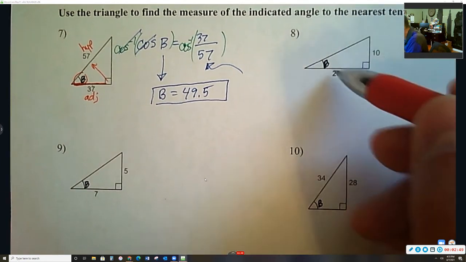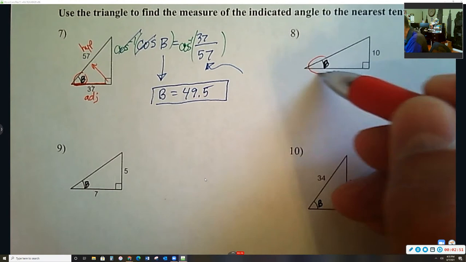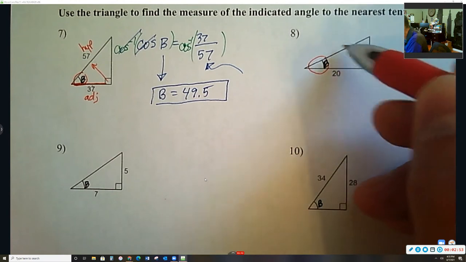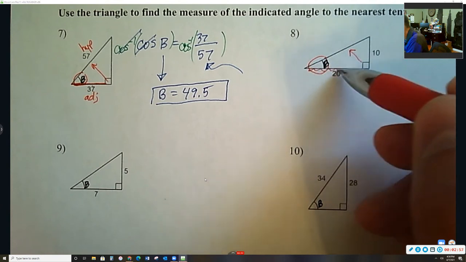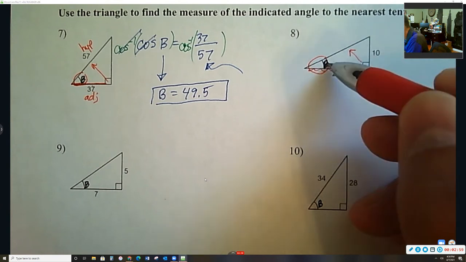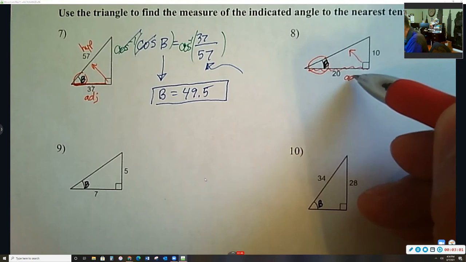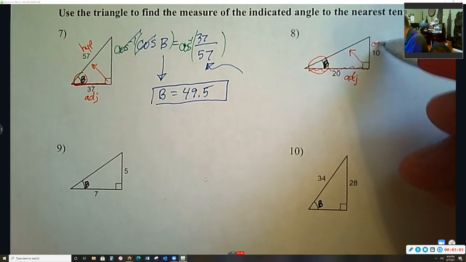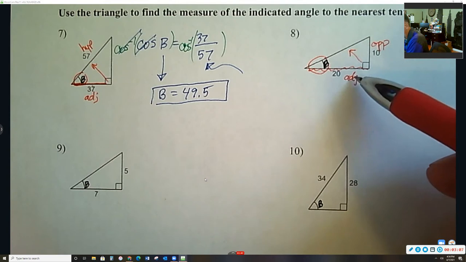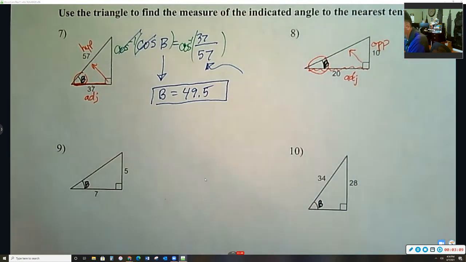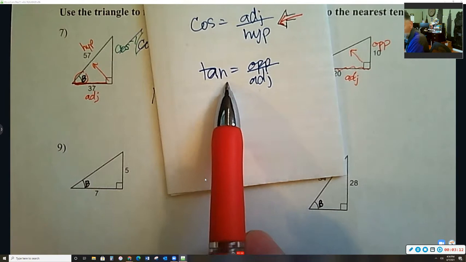So again, let's move on with this one. Here's our angle. This is the hypotenuse. I'm not going to write it in because I don't have any info there. But I know this leg, which is 20, is next to angle B. That must be the adjacent leg. And then the other leg that's way over here is the opposite leg. Opposite, adjacent, you should think tangent. You should think the tangent ratio.